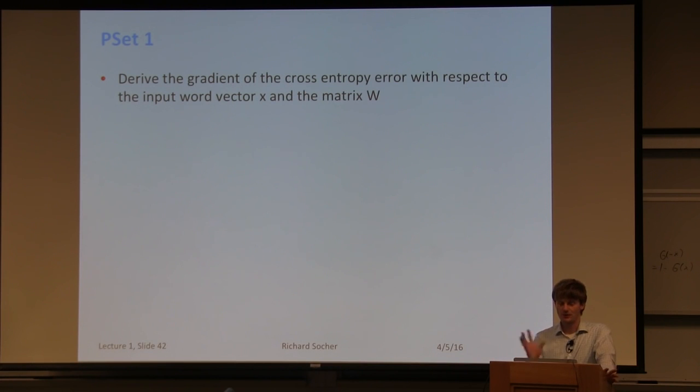All right. In problem set 1, you'll derive the gradients of the cross entropy error with respect to all the different input word vectors that we have and the matrix W of the softmax. That will familiarize you with the concepts to exactly the degree that you need for the class.